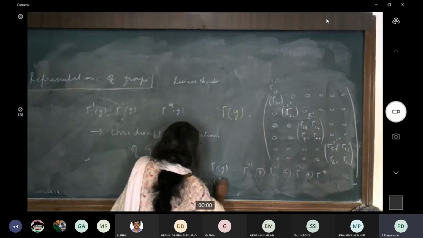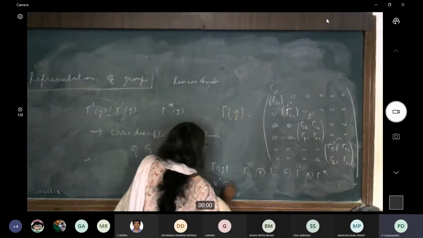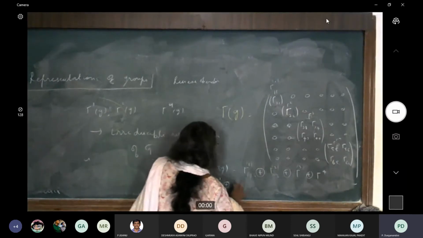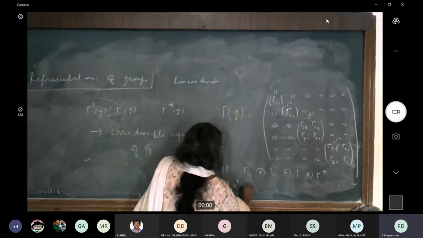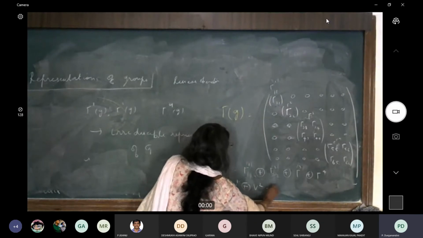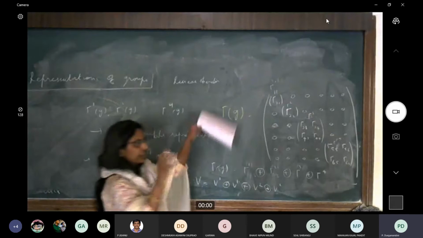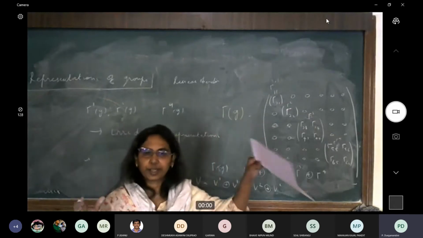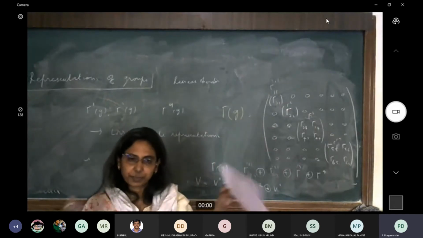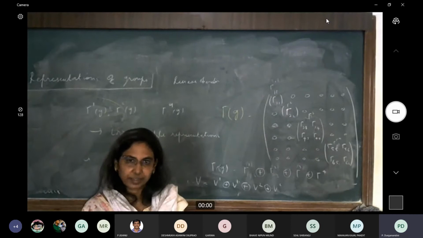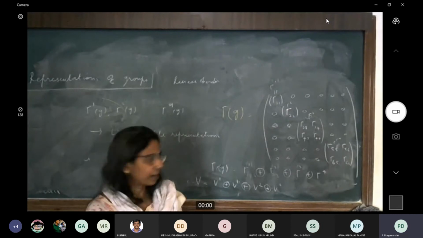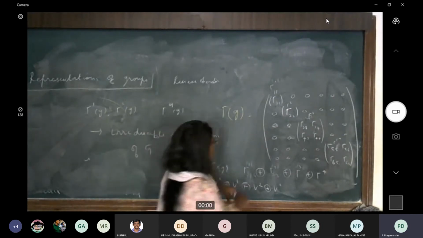Or in other words, my vector space V, what I have done is I have written this in the form of a 1-dimensional vector space, a direct sum with another 1-dimensional vector space, plus a 2-dimensional vector space, another 2-dimensional vector space. So my vector space itself has been broken up into a direct sum of vector spaces of smaller dimensions. And these are invariant subspaces with respect to gamma. Each of these is invariant.